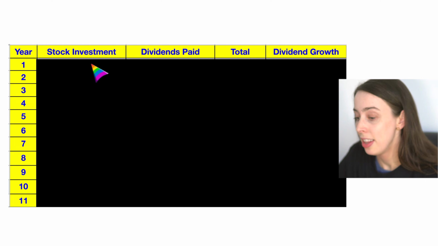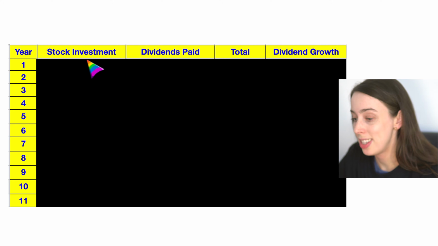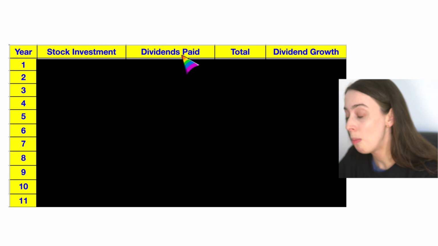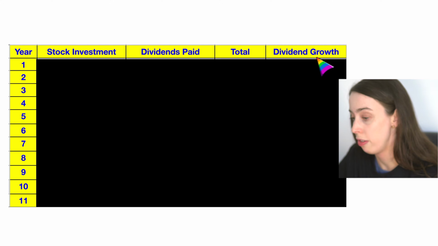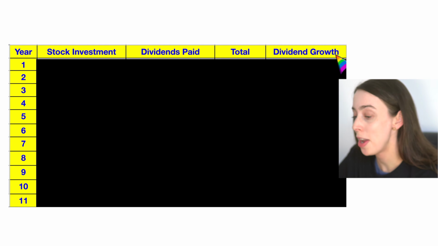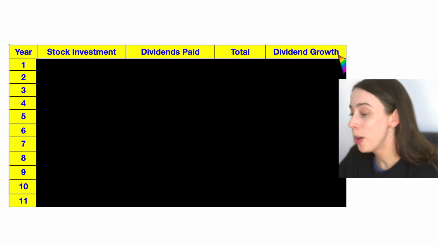So I didn't want to plot like years 1 to 50, but you can sort of start to see where this could go. Then we have stock investment, which is the amount of money into the stock or the accumulation of stocks of the portfolio. Dividends paid, how much this portfolio paid in dividends every single year. And then the total, which is the combination of the two previous columns and the dividend growth. So this is meant to be dividend growth rate. I just didn't have enough space, but I'll get onto this in a bit.